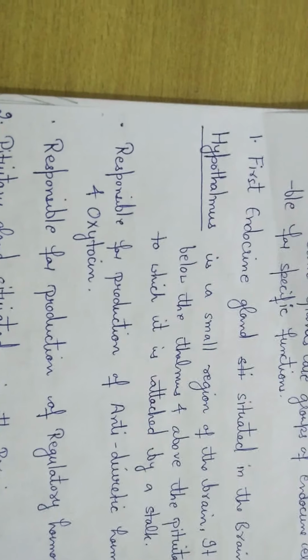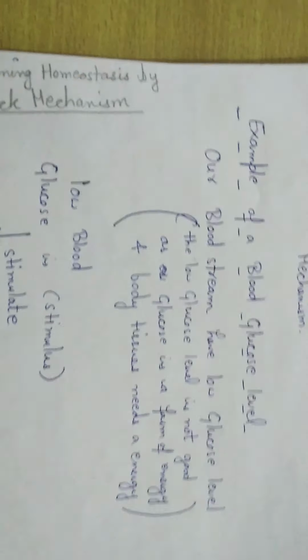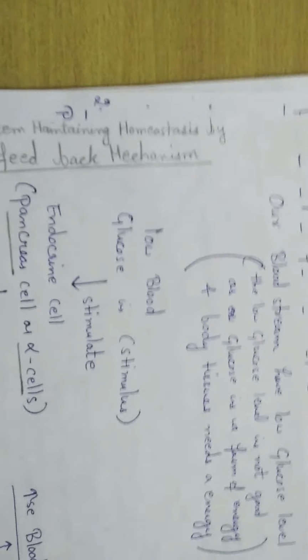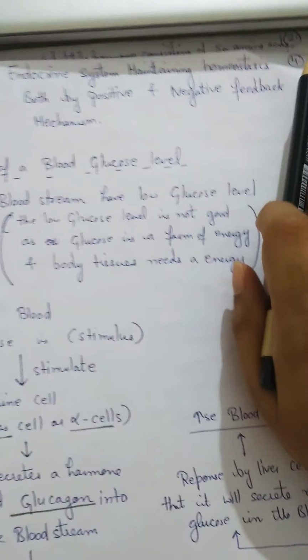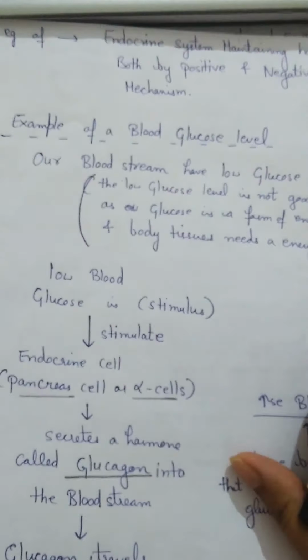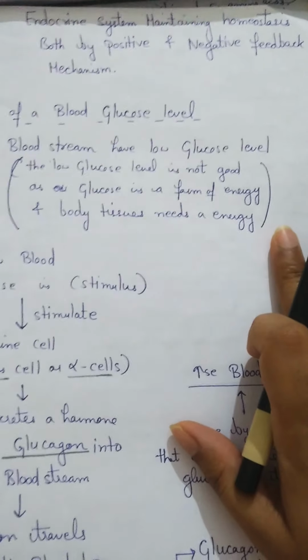Okay, now these are the notes. I have given a very beautiful example of how the endocrine system maintains homeostasis. This is the basis of this chapter. This needs to be understood very carefully.